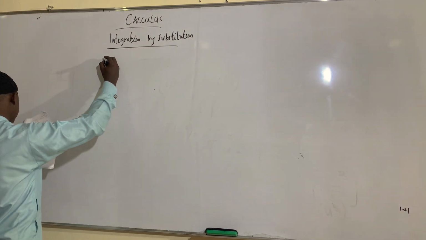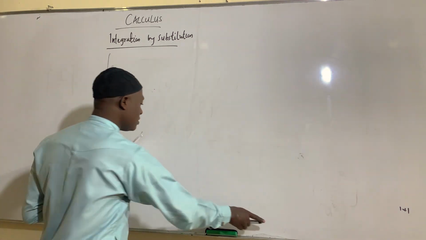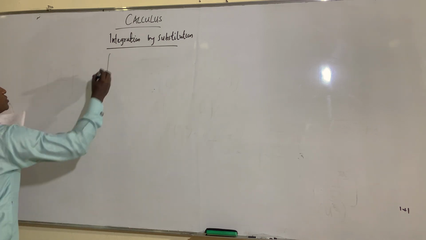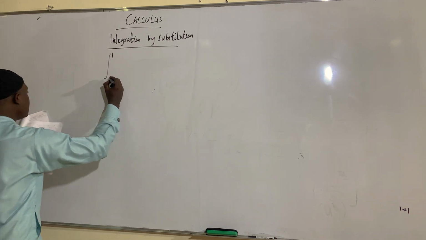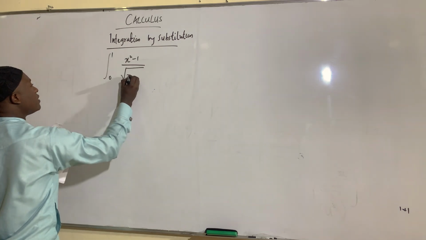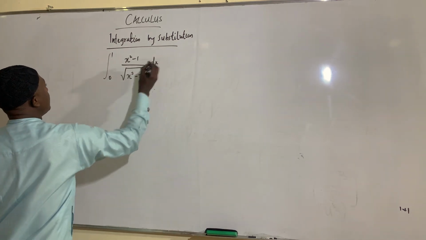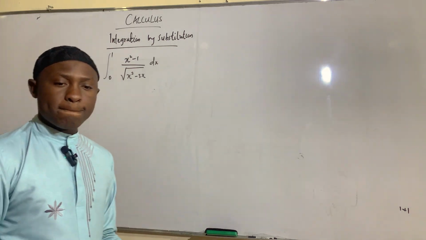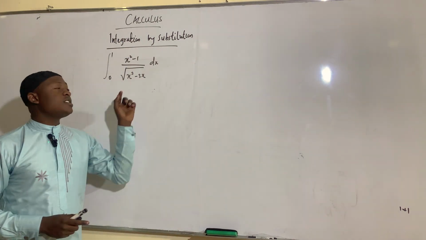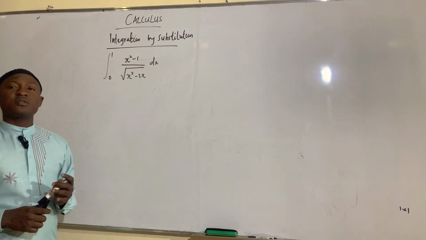They said evaluate the integral. So here what we have is from 1 to 0 of x squared minus 1 over root of x cubed minus 3x dx. So these are other questions. We are asked to use substitution. So I told you the first thing to be considered is to represent what we have in the root, or what we have that has the power, as a single variable.